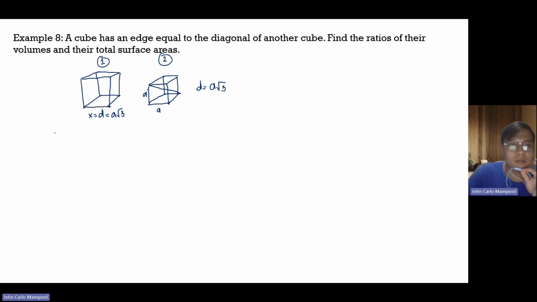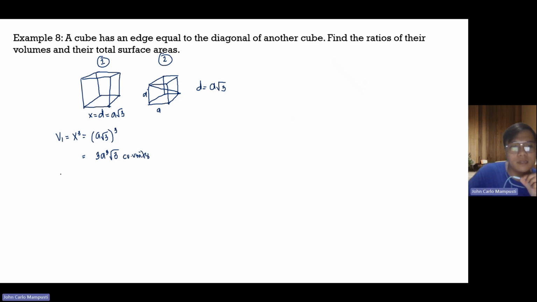So, kunin natin muna yung volume ng first cube natin. So, let's say this is V1. So, yung volume niyan, we have x cubed. And since x is equal to a square root of 3, this is a square root of 3 cubed. Therefore, it's equal to 3a cubed square root of 3 cubic units. Okay? It's the volume of the first.